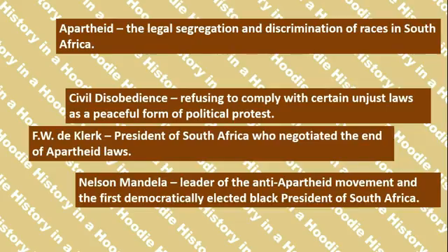Apartheid was the legal segregation and discrimination of races in South Africa. Civil disobedience means refusing to comply with certain unjust laws as a peaceful form of political protest. F.W. de Klerk was the president of South Africa who negotiated the end of apartheid laws. Nelson Mandela was the leader of the anti-apartheid movement and the first democratically elected black president of South Africa.